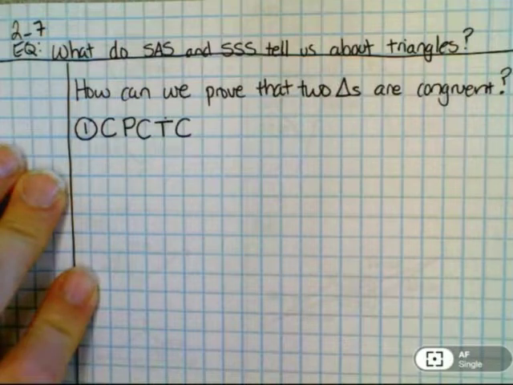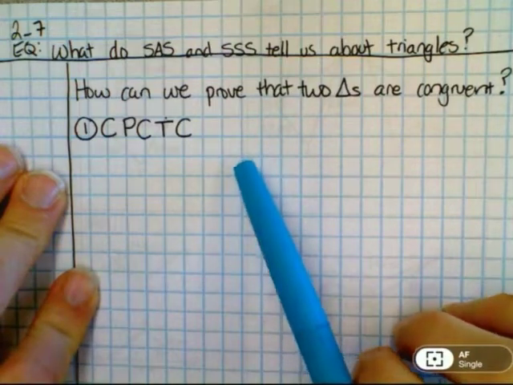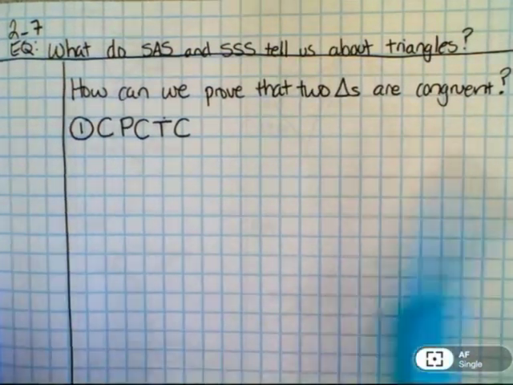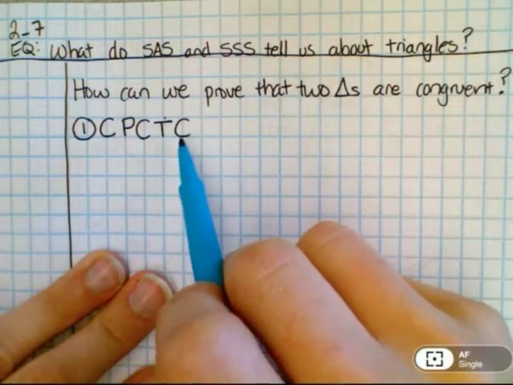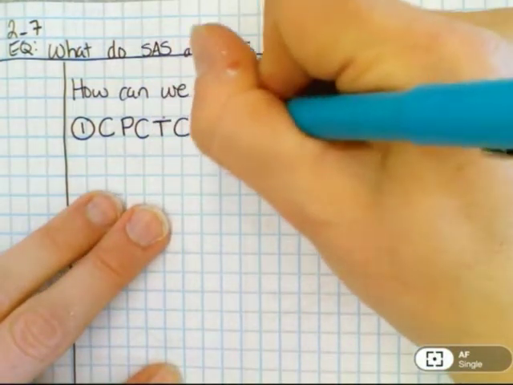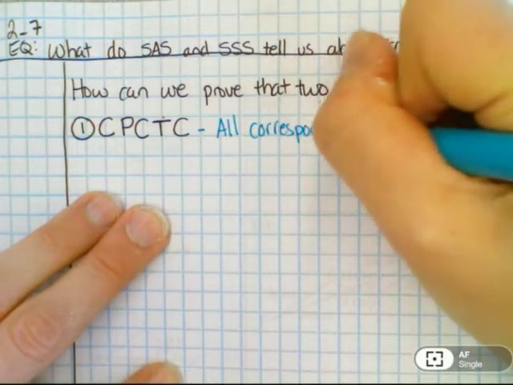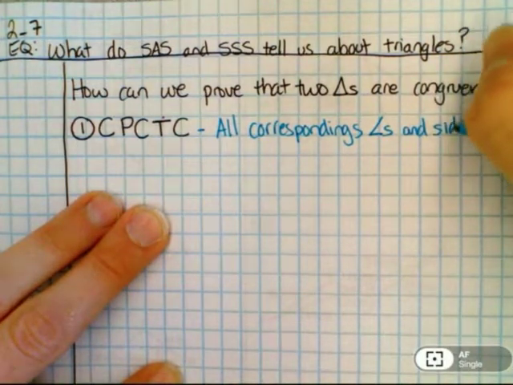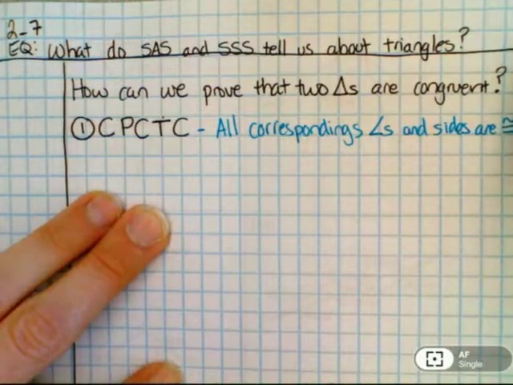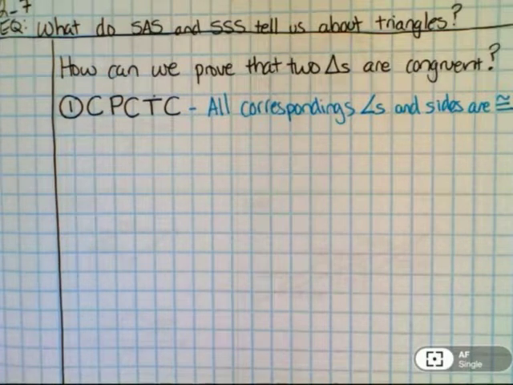So we learned, I guess, 2 lessons ago that we can prove that 2 triangles are congruent by using CPCTC, and that stands for corresponding parts of congruent triangles are congruent. And so that's just a shortcut for saying all corresponding angles and sides are congruent. So that's 6 matches that we have to make, right? Because we have to match up all 3 angles and show that they're congruent, and match up all 3 sides and show that they're congruent.